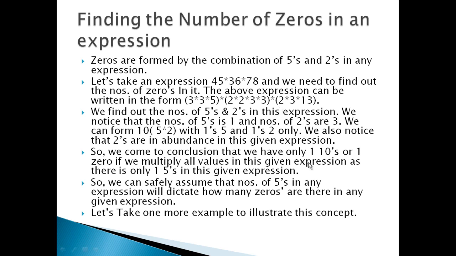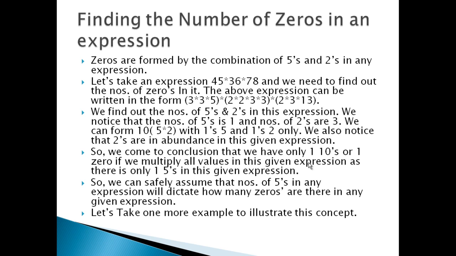Now we need to find out the number of 5s in this expression and the number of 2s in this expression. We notice that the number of 5s is 1 and the number of 2s is 3 in this expression. So we can only form 10 with only 1 five and 1 two, because the number of 5s is less than the number of 2s. And we also notice that there are 3 2s in this given expression, which is more than the number of 5s.